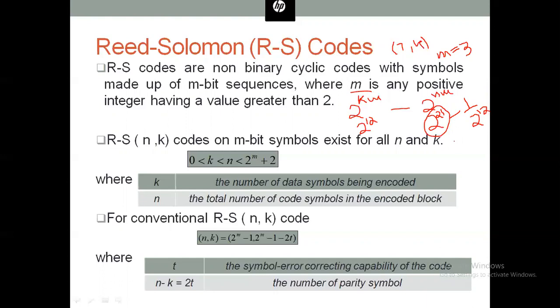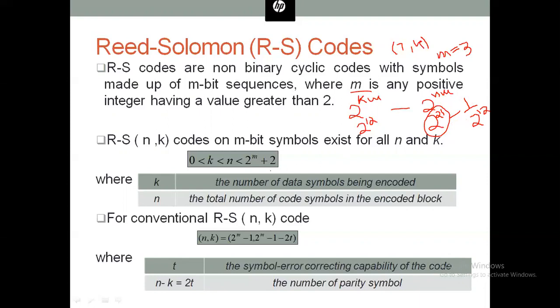symbol set. So if we increase the value of m, we are increasing the distance among the symbols, because we are increasing the distance property and decreasing the fraction of symbols used from this large symbol set 2 raised to power n.